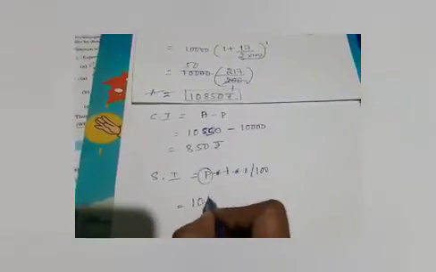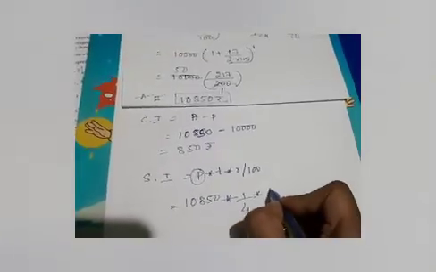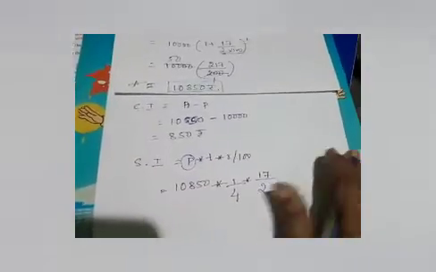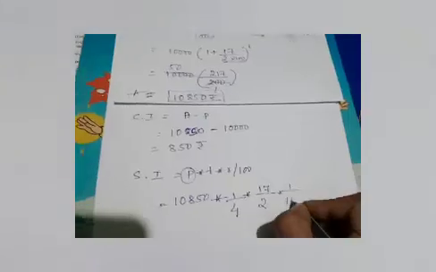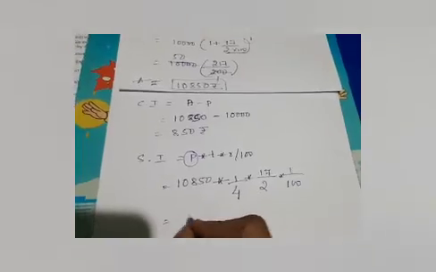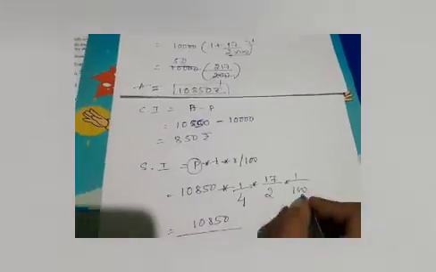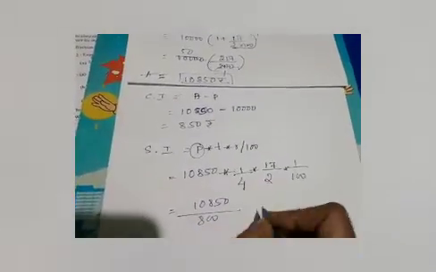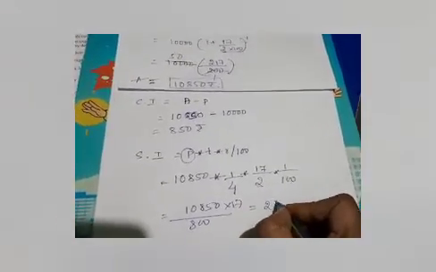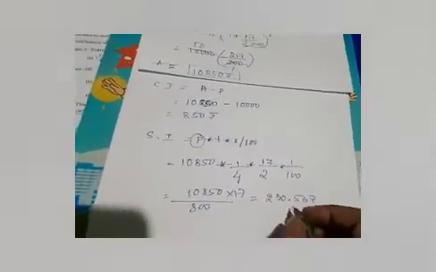So here I will write 10,850 into time is what? 1 by 4 and rate of interest is 17 by 2 into 100. 1 divided by 100. So this can be written as 4 2s are 8. 8 into 100 is 800 into 17 is equal to 230.56 rupees. This is what we get as interest.